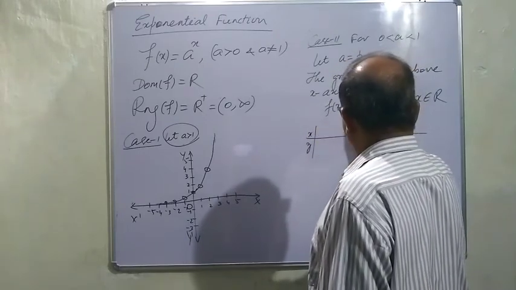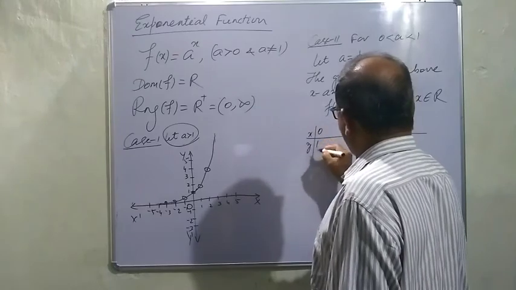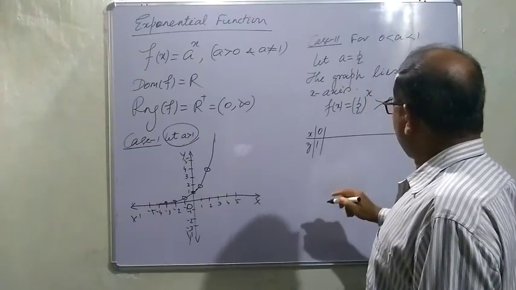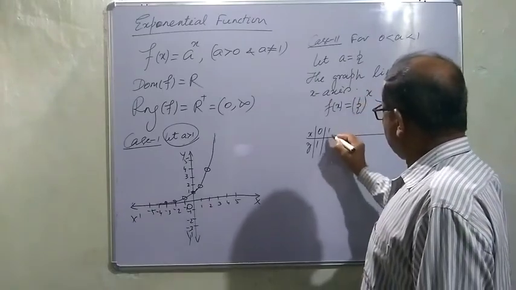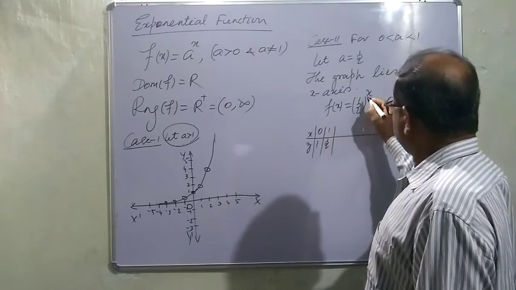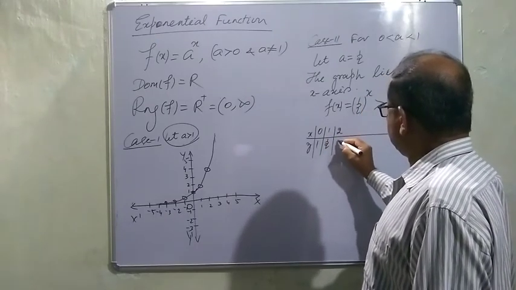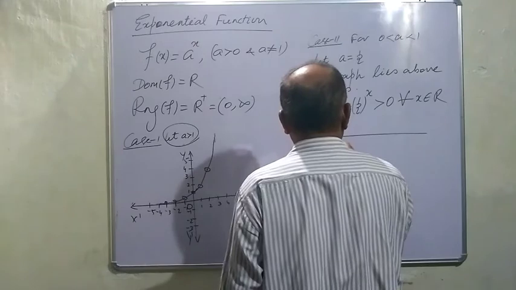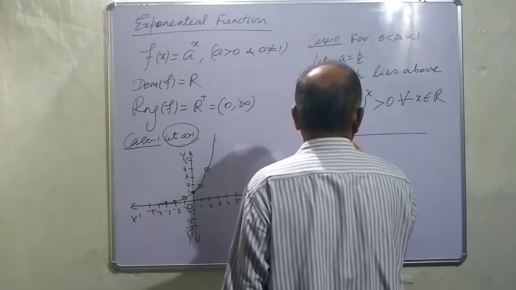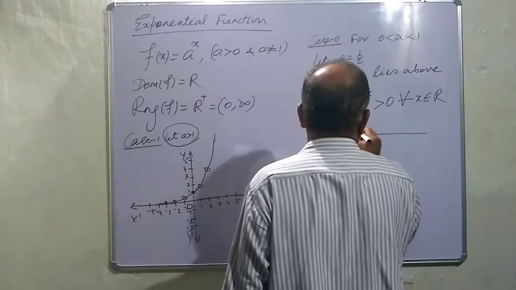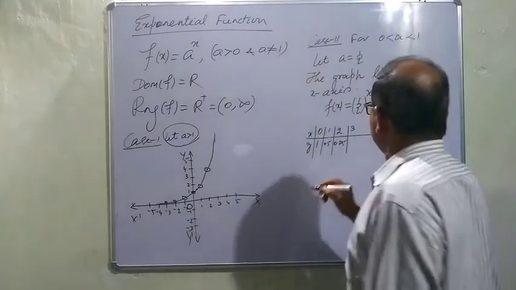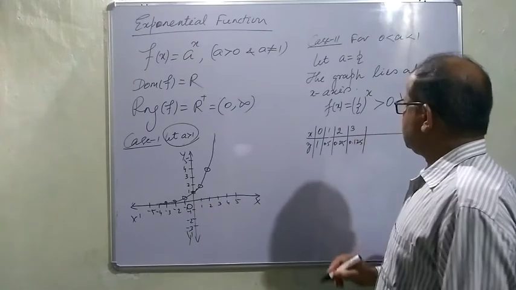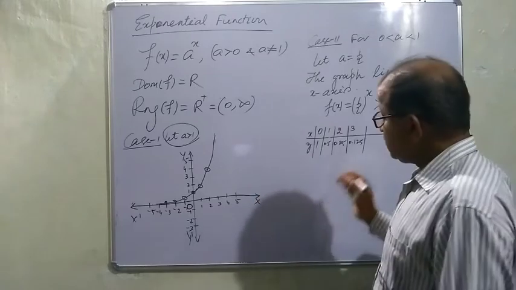Say if you take x is equal to 0, then it is also 1. In the last case it was 1. x is equal to 1, it is half. x is equal to 2, it is 1 by 4, that is 0.25, right? 3, it is 1 by 2 to the power 3, that is 0.125, like this. Let us go back from 0 to the left.